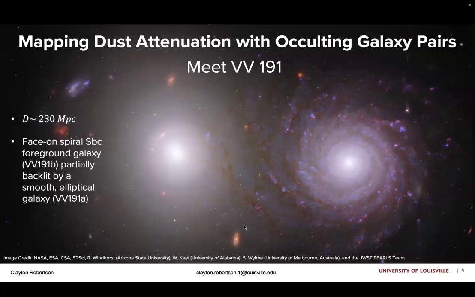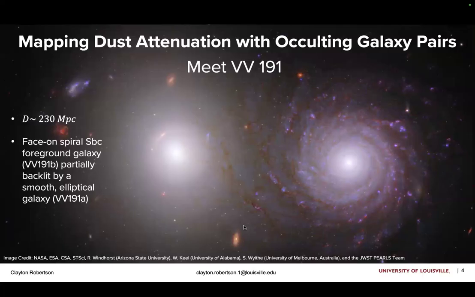So for occulting galaxies to work out, these two galaxies cannot be interacting. They should not be interacting. We want one galaxy to backlight the structure. And the reason we don't want them interacting and really working against each other is because we want the background light source to be independent of that foreground galaxy.